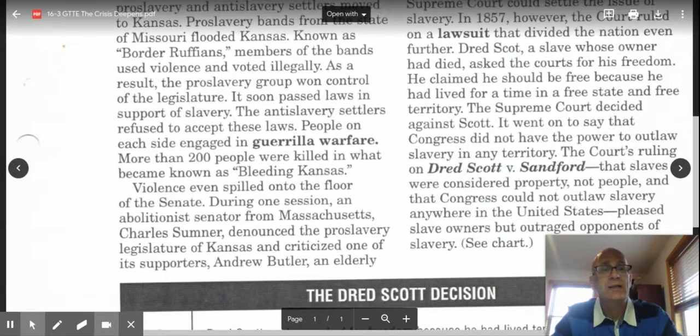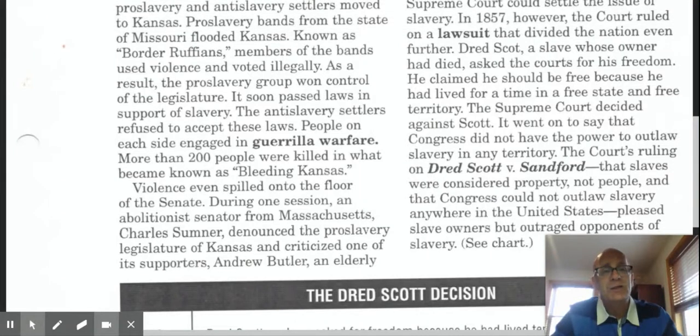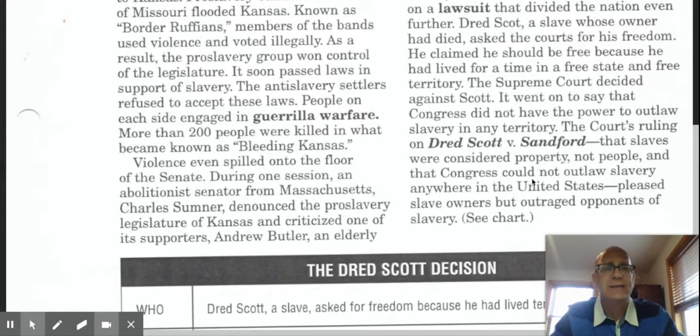The court's ruling said that slaves were considered property, not people, and that Congress could not outlaw slavery anywhere in the United States. This decision pleased slave owners in the South, but outraged opponents of slavery in the North. Again, this is 1857, Dred Scott versus Sandford. The ruling said that slaves were not people, they were property and had no standing in courts. Furthermore, the decision said that Congress could not outlaw slavery anywhere in the United States.